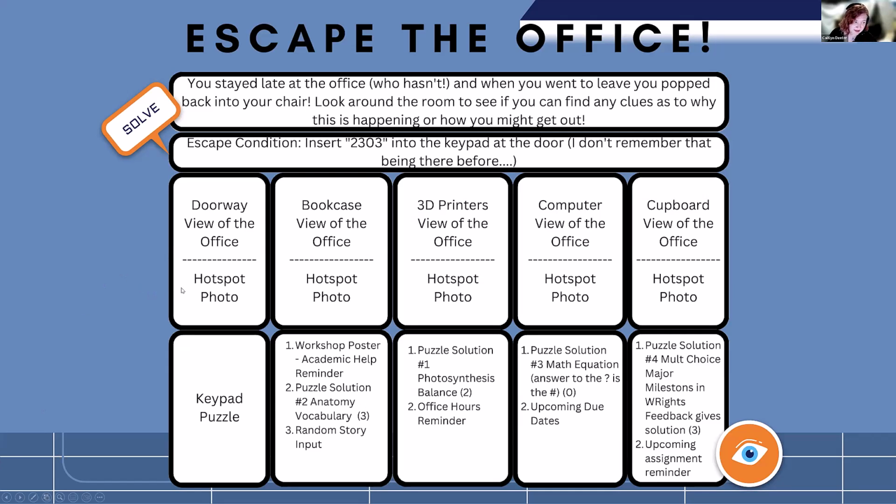But here's how I thought about it. I lined up my rooms so I knew what to link to what. So the computer, pardon me, has to get linked to my 3D printer view as well as my cupboard view. This is the type of H5P content I intended to make for it. These were the different hotspots I wanted to make. So an office hours reminder, puzzle solution 1. I also put in what my escape condition was so that I remembered. And then I wanted to give myself a reminder of what we were talking about.